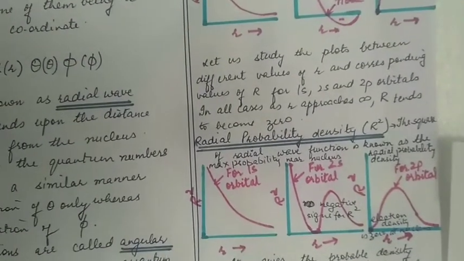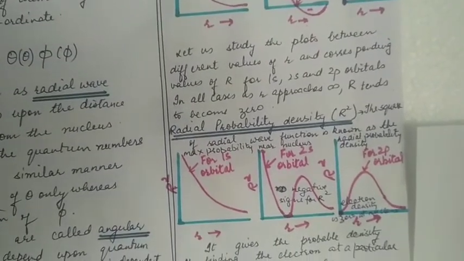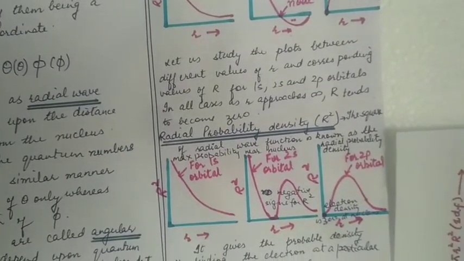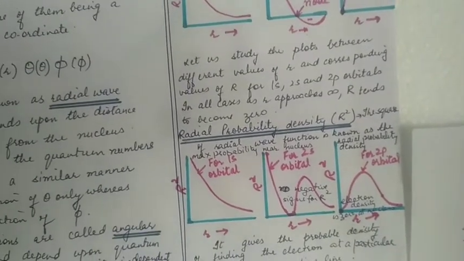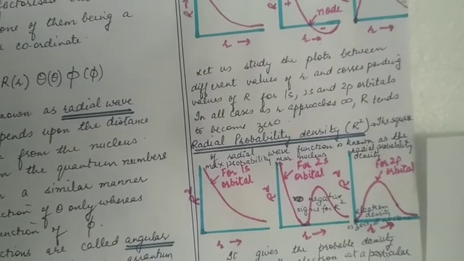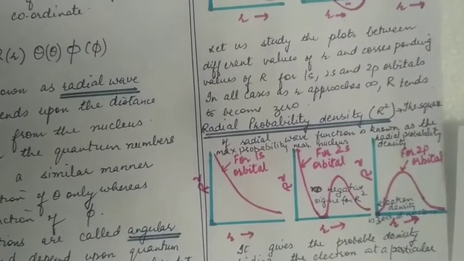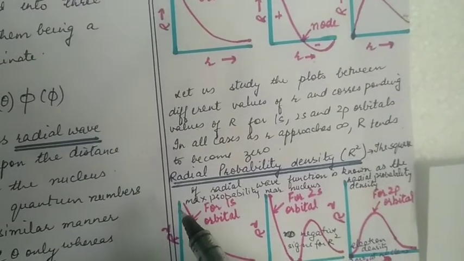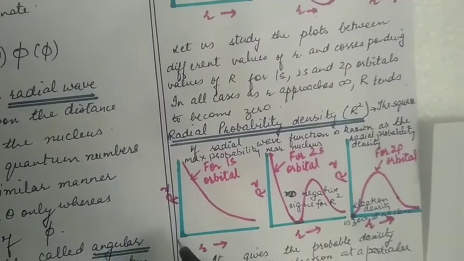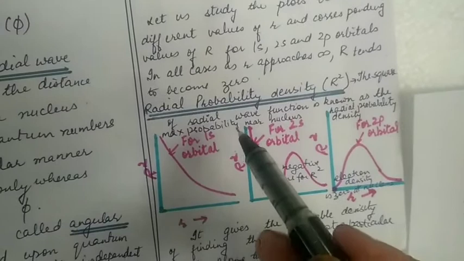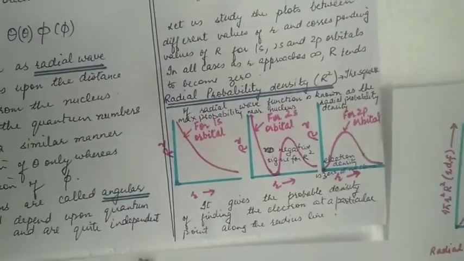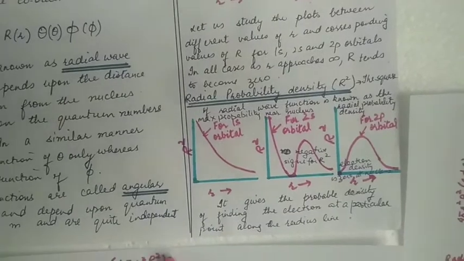Then the significance of the square of radial wave function, which is called radial probability density. The square of the radial wave function is known as probability density. The maximum probability is near nucleus for s orbitals. For 1s orbital, the maximum probability is near nucleus when distance is less. For 2s also it's near nucleus. For other orbitals it's less, almost 0.